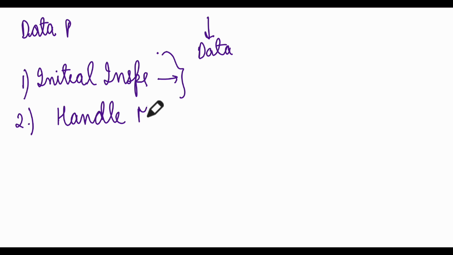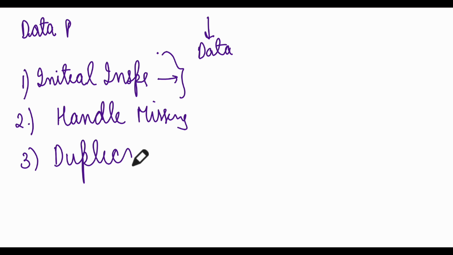Okay, once missing values are sorted, we will go about removing the duplicates. There is a strategy to remove duplicates as well. It's not that simple that you just remove everything. So how do you handle duplicates? That is also important. After that comes your scaling and normalization.